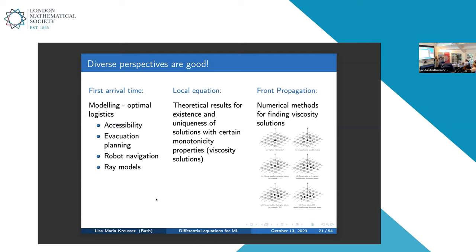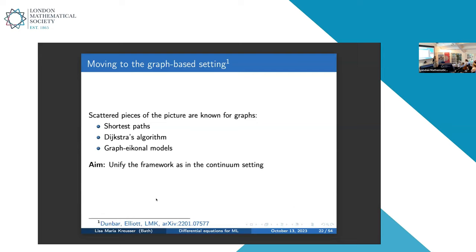And right now, we only have a rather scattered image of what's actually happening in the graph-based setting. On the one hand, you know that shortest paths exist, there's Dijkstra's algorithm, and of course, whenever we have a differential equation, we can also consider the analog of the differential equation in the graph-based setting, by appropriately discretizing the gradients, for instance. And so the hope of our work was to unify this framework and try to transfer those ideas from the continuum setting to the graph-based setting.